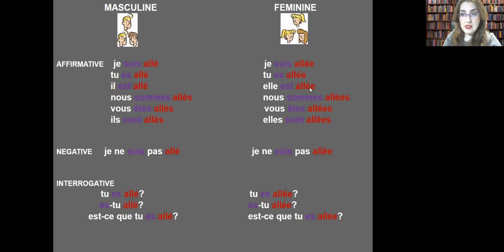Now let's compare the masculine to the feminine form. Here we're assuming all the subjects are feminine. So je is feminine, tu is feminine, elle is feminine, obviously. Nous is feminine, vous is feminine, elles is feminine. Since je is feminine, we have to add an e to allé. Why are we changing the endings of aller? Because we are using être, not avoir, as a helper verb. When we use être, we have to do these agreements.